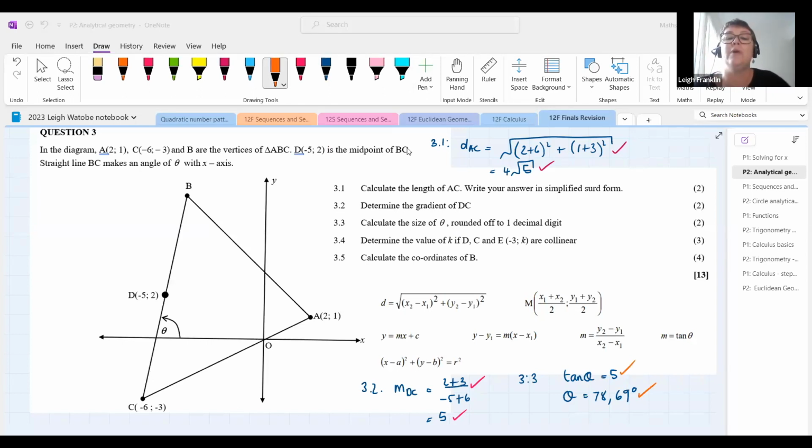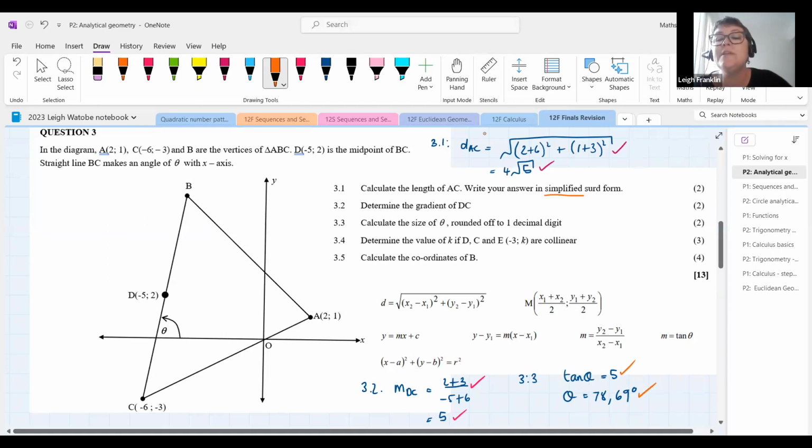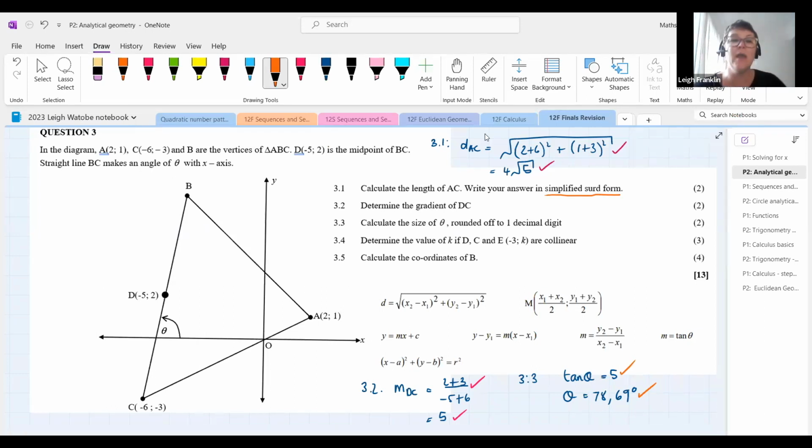Oh, okay, Lebogang, there we go. So just be careful here. It said simplified surd form. Okay, so 4 root 5 would be simplified surd form. Yes, and then just be careful. All your answers should be rounded off to 2 decimal places.